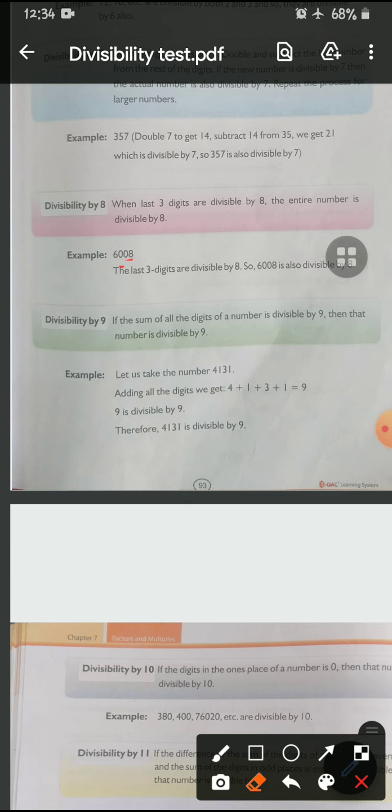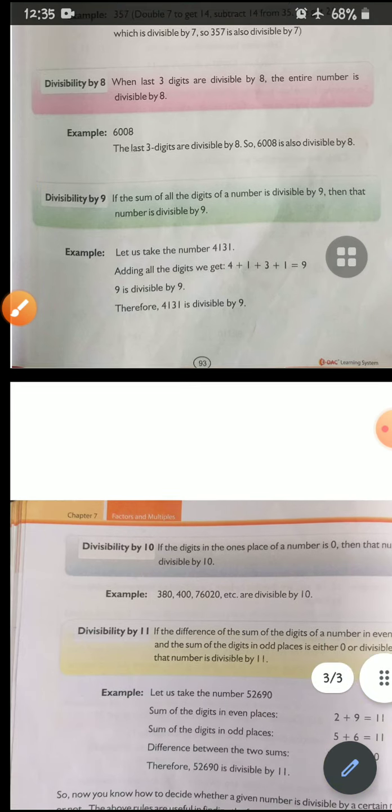In the divisibility by 9, if the sum of all the digits of a number is divisible by 9, then the number is divisible by 9. In this, you have to add all the digits present in the number. If the addition is divisible by 9, it means the number is divisible by 9. Here 4131. First you have to add all the digits. On adding, you get your answer 9. Now 9 is divisible by 9. It means 4131 is also divisible by 9.